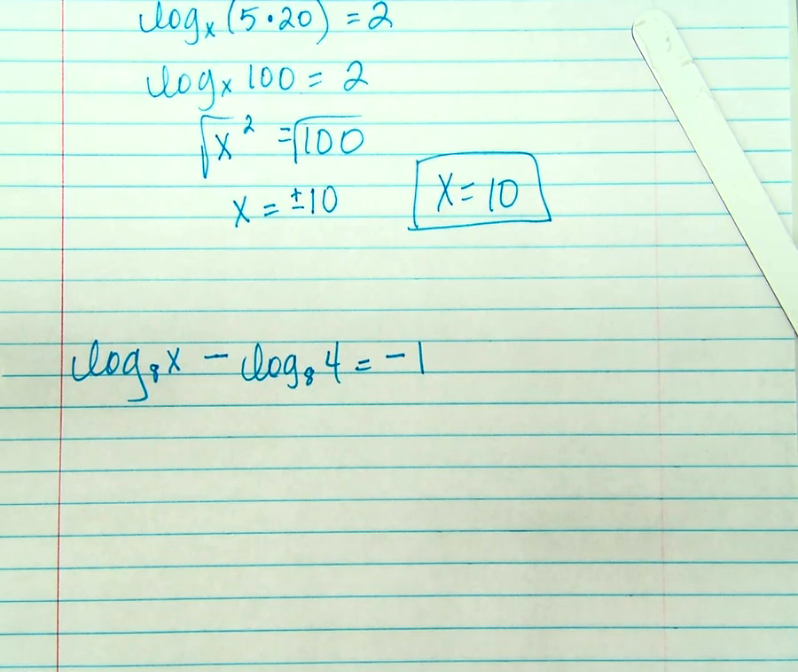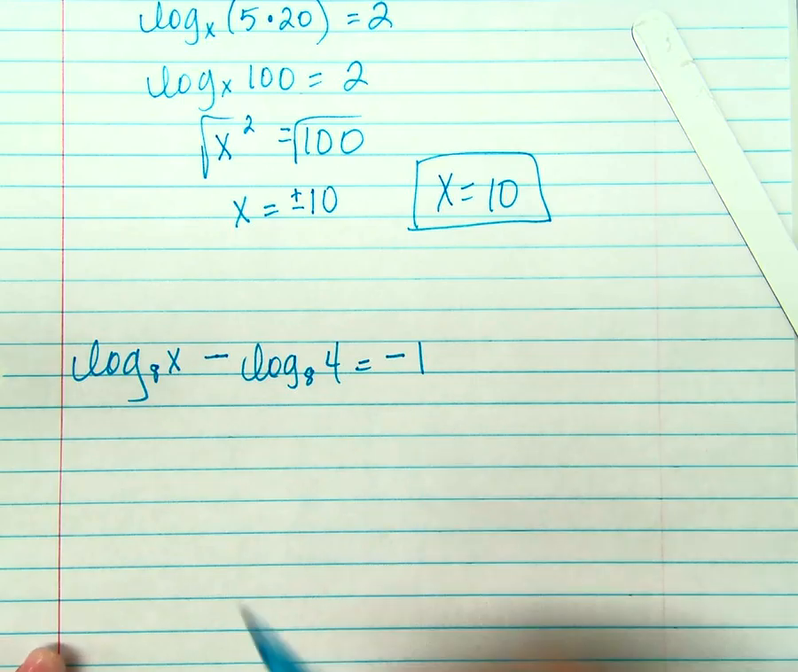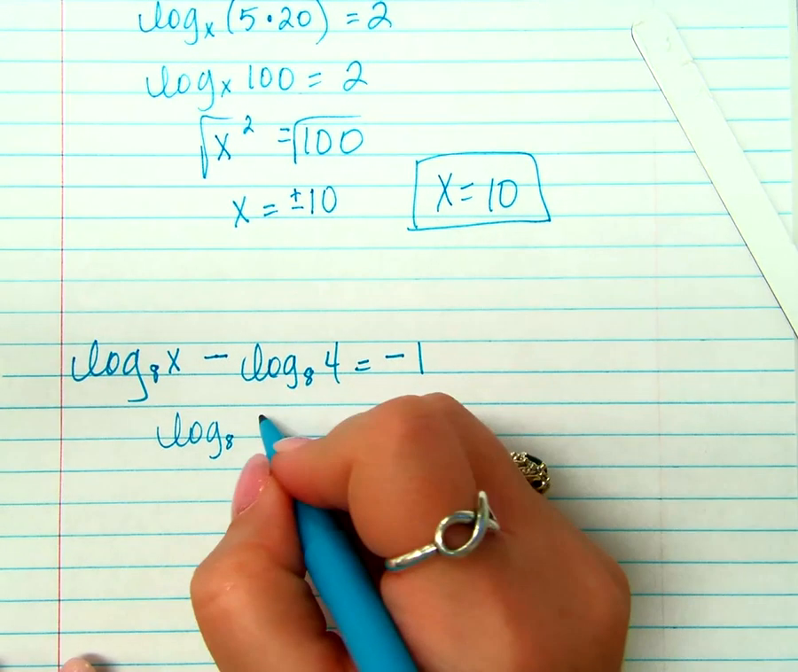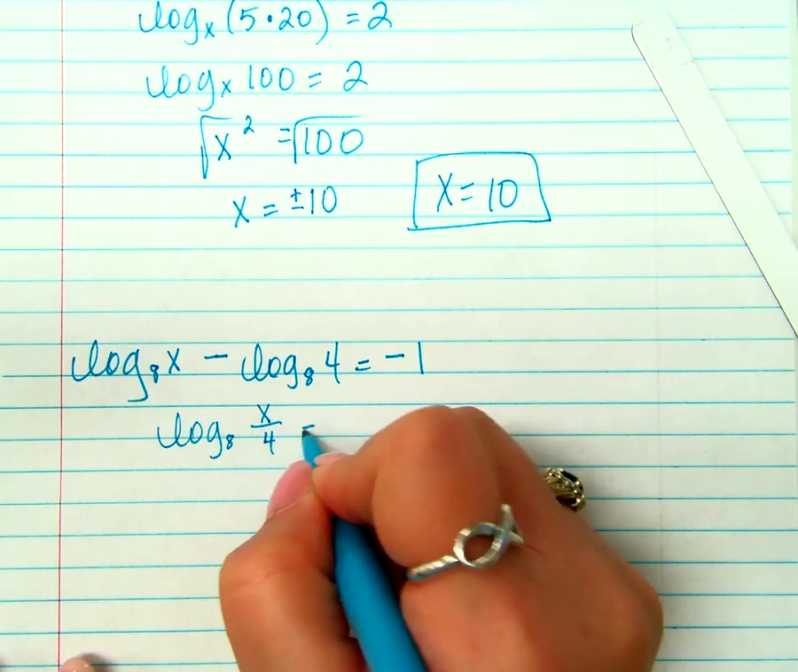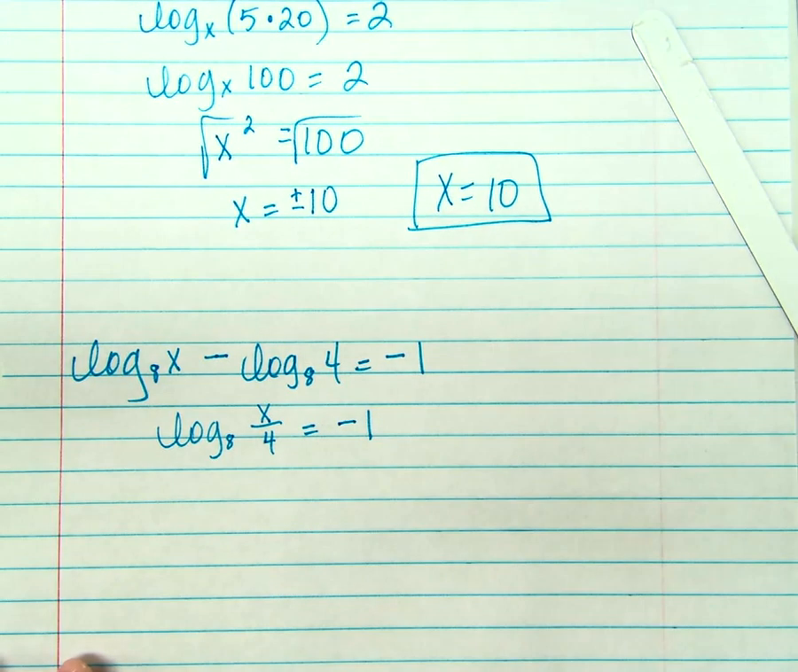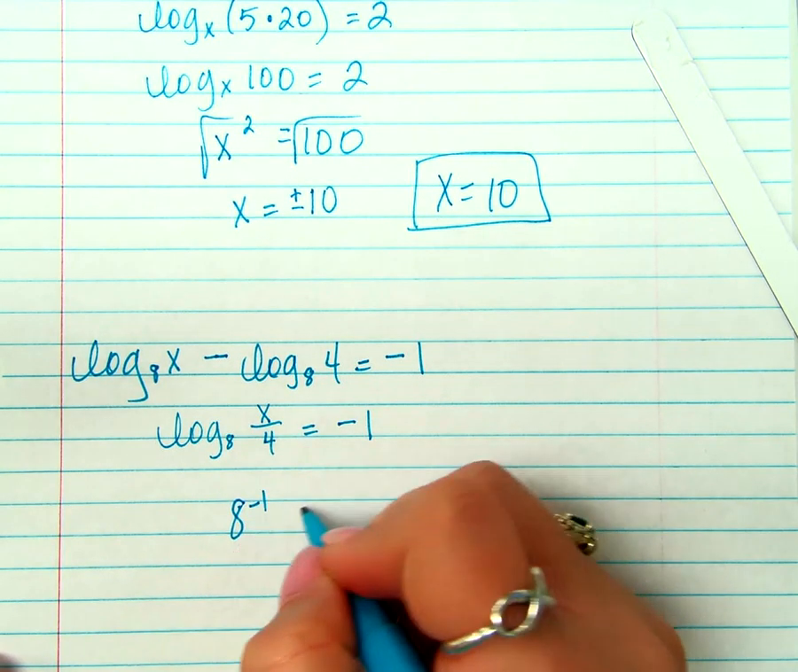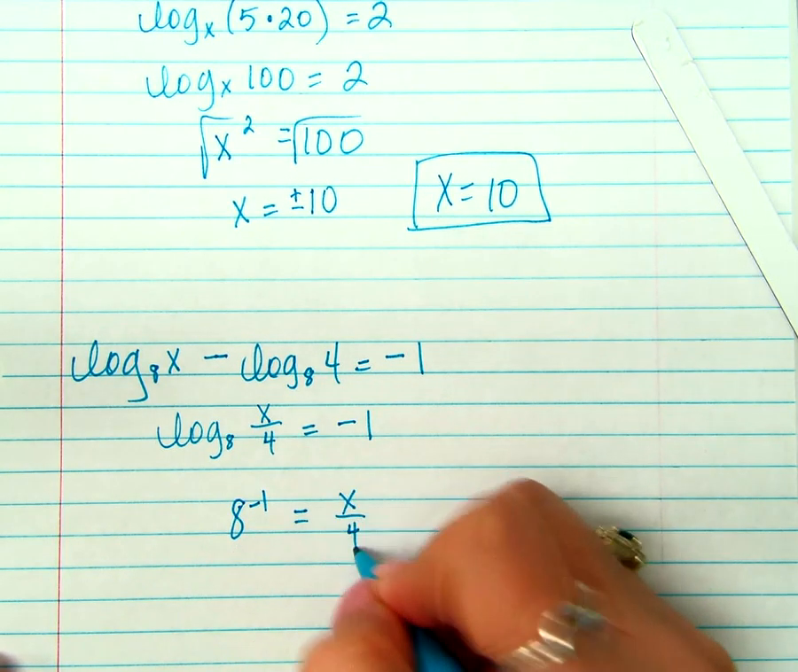Yeah, I want to condense it, don't I? Okay, I want to write it as one logarithm. So log base 8 of what? X over 4, good, equals what? Okay, negative 1. What should I try? Exponential form. Right? Try exponential form. Rewrite the logarithmic form into exponential form. 8 to the negative 1 power equals x over 4.